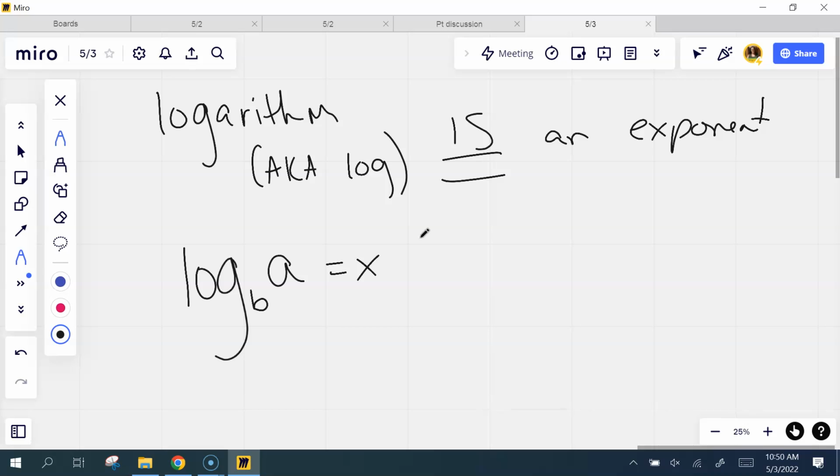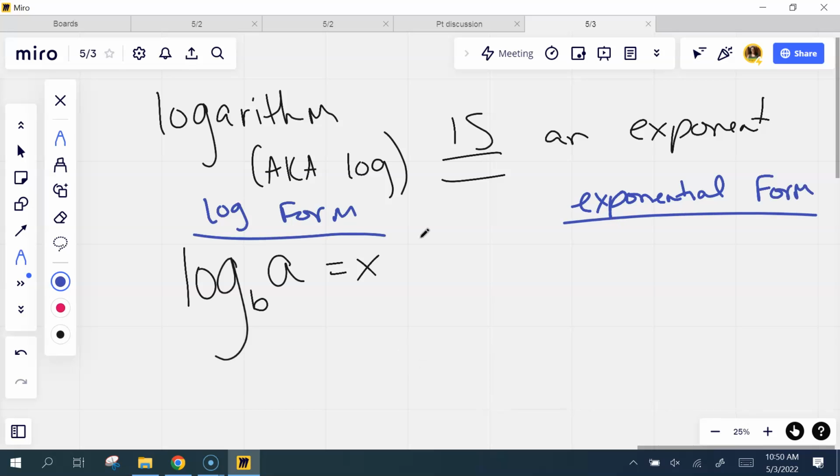This is what we call logarithmic form. But because logs are exponents, we can write it in what we call exponential form. And so here's how we do that.